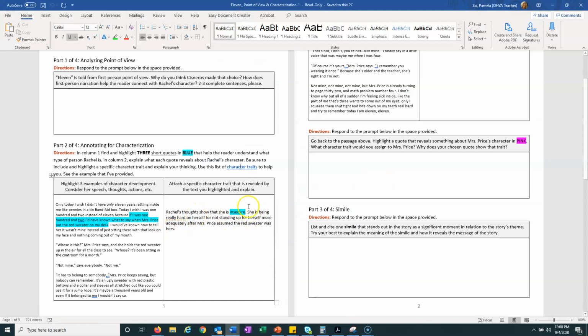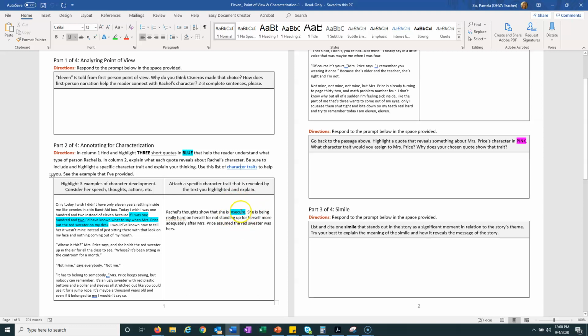So you can use any of these traits to refer back to Rachel and answer that question. The first one is done for you here, okay? The example that's highlighted is "If I was 102, I'd have known what to say when Mrs. Price put the red sweater on my desk." In this example, they're saying that Rachel's thoughts show that she is insecure. She is being really hard on herself for not standing up for herself more adequately after Mrs. Price assumed the red sweater was hers.